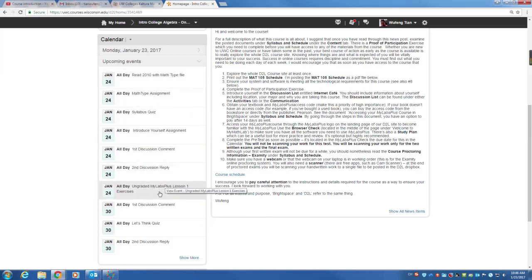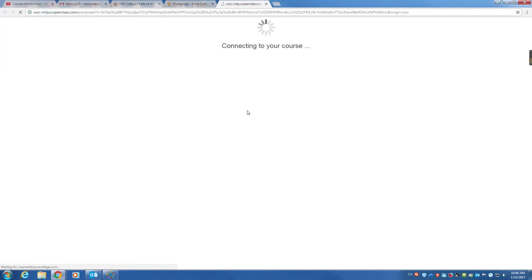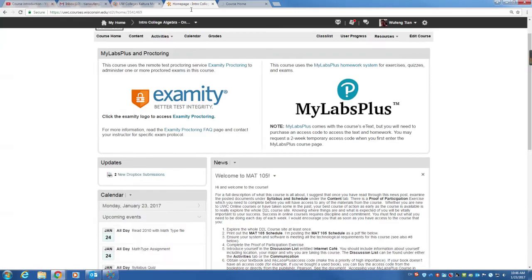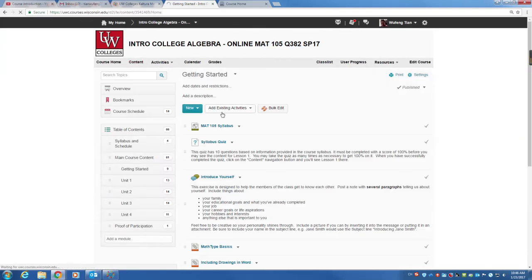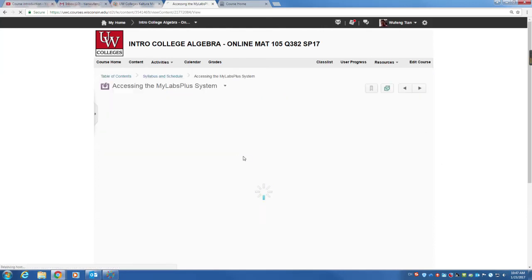The next thing you need to do is MATLABSplot. That's the most important thing you need to do. Go to MATLABSplot, and it will ask you to buy the access code. You can read the MATLABSplot section right here in the syllabus, accessing the MATLABSplot system. This is the introduction to how you can get into MATLABSplot.